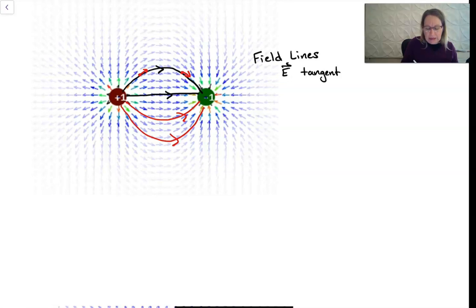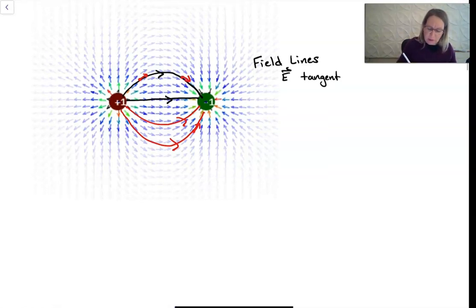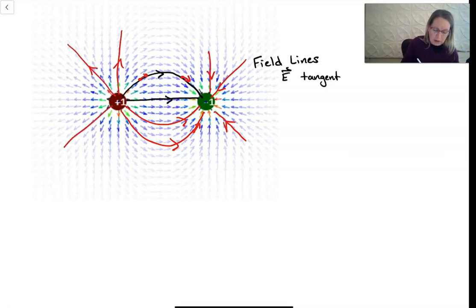And they leave positive charges because that's the direction the electric field points, and they go toward negative charges because if I have a positive charge right here, that's the direction of the force that it feels. And similarly here I've got lines that go like this and ones that go in here and along here. And so this is my electric field line distribution.